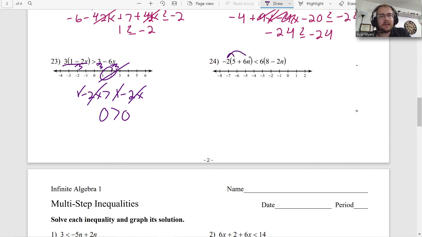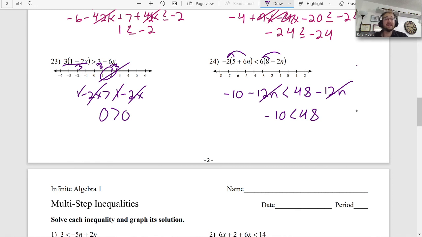And then last one, we would have negative 10 minus 12n less than 48 minus 12n. The 12n's cancel again. I'm going to add 12n on both sides, so that would cancel. And I have negative 10 less than 48. Is negative 10 less than 48? Yes. So therefore, all real solutions. Shade the whole thing. Just go crazy. And that is the end of this particular worksheet.